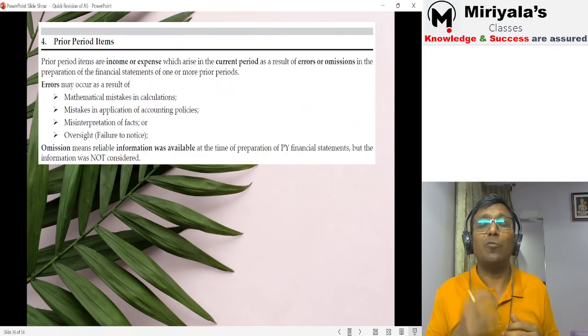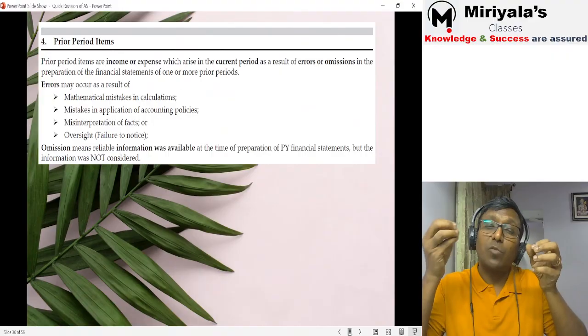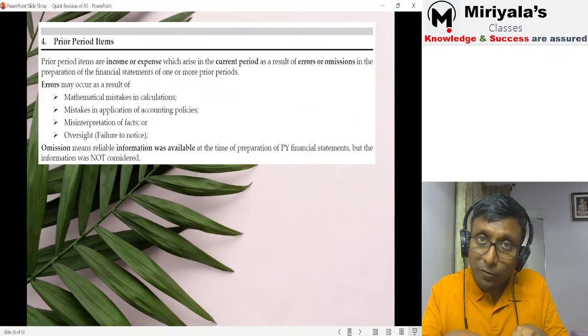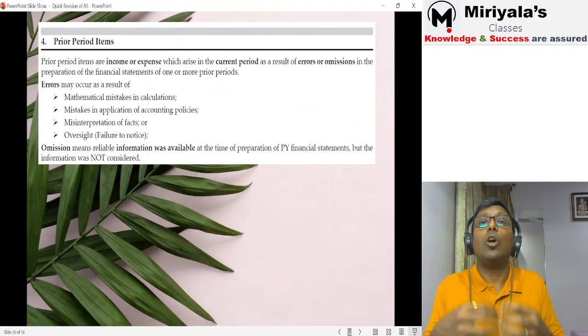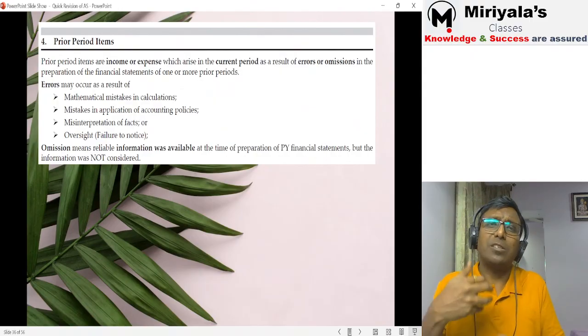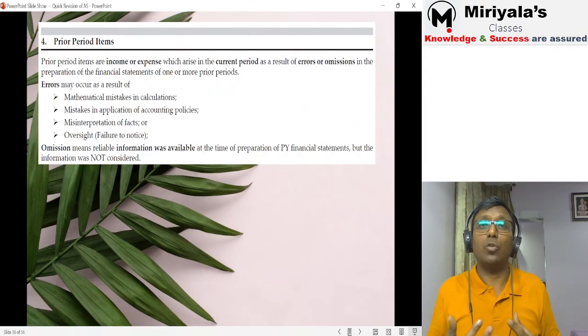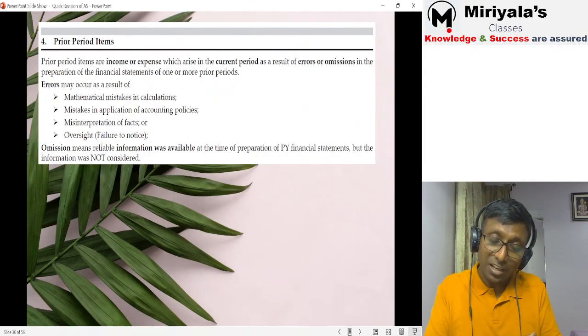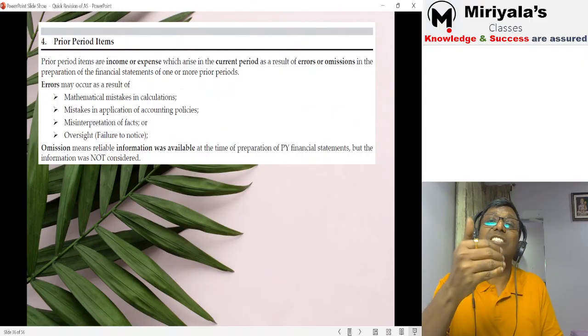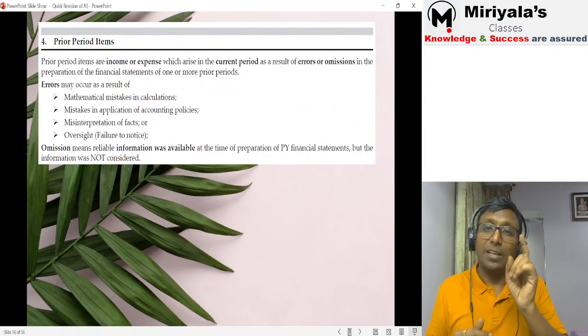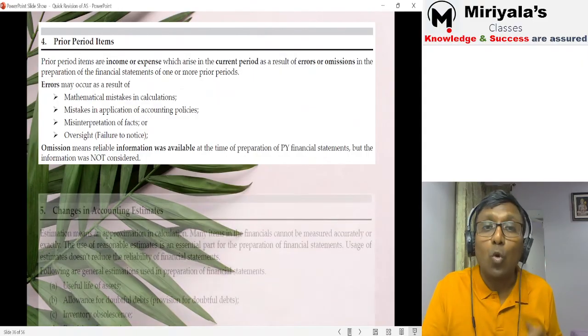What do you mean by omission? Omission means information was already available at the time of preparation of financial statements, but still was not considered, maybe because of oversight or somehow it was missed out. Then it was already available but was not considered in the preparation of the financial statements. Then that is called omission.